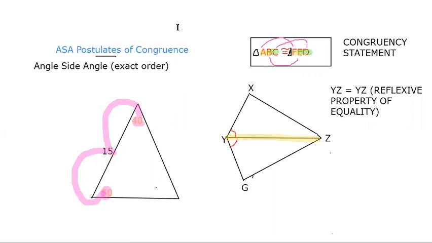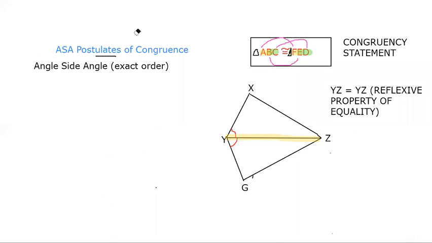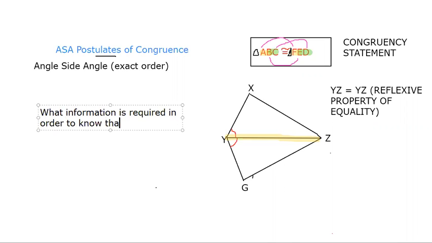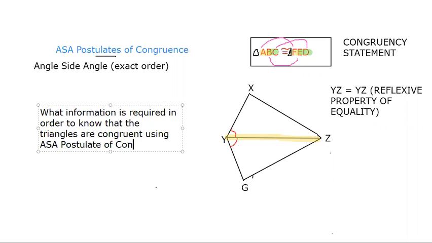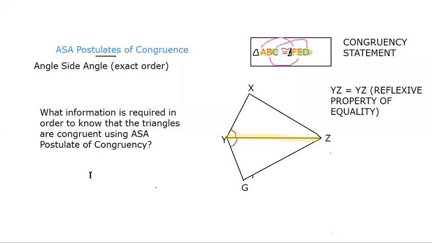So I have a side and an angle. So let's read the triangle because the question says what additional information is required in order to know that the triangles are congruent using the angle side angle postulate of congruency. I want to use angle side angle. What more information is required?